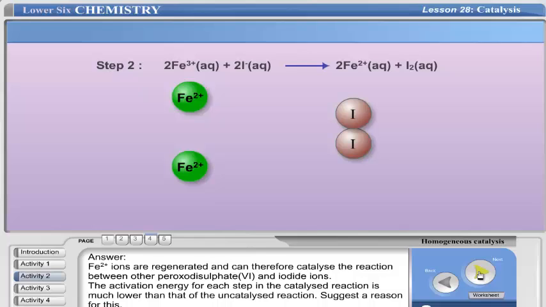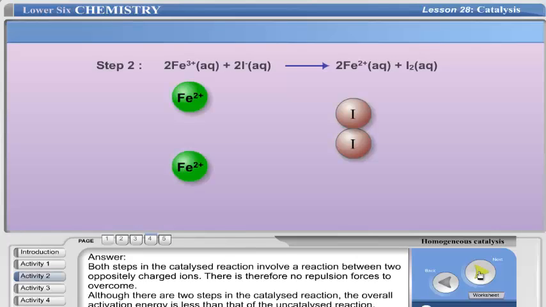The activation energy for each step in the catalyzed reaction is much lower than that of the uncatalyzed reaction. Suggest a reason for this. Answer: both steps in the catalyzed reaction involve a reaction between two oppositely charged ions. There is therefore no repulsion forces to overcome. Although there are two steps in the catalyzed reaction, the overall activation energy is less than that of the uncatalyzed reaction.